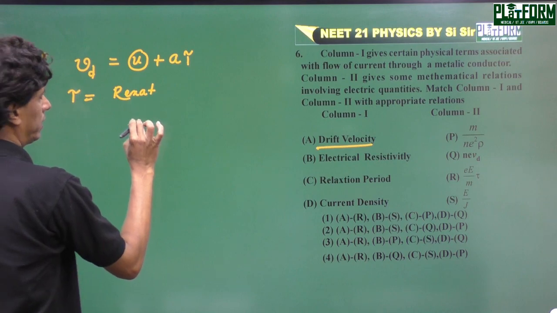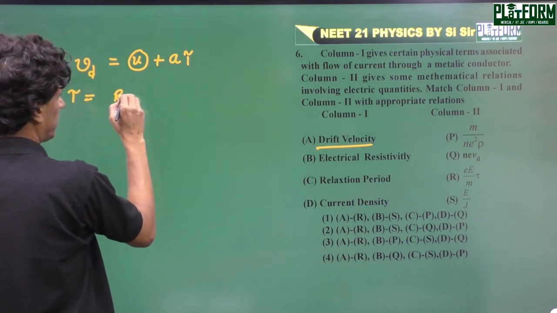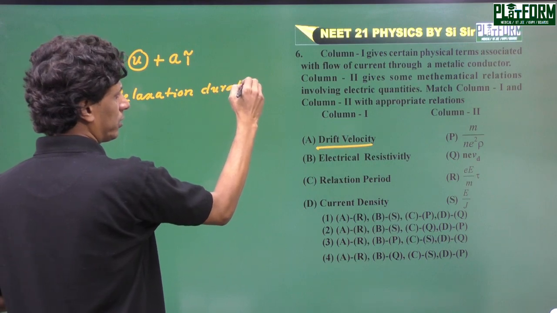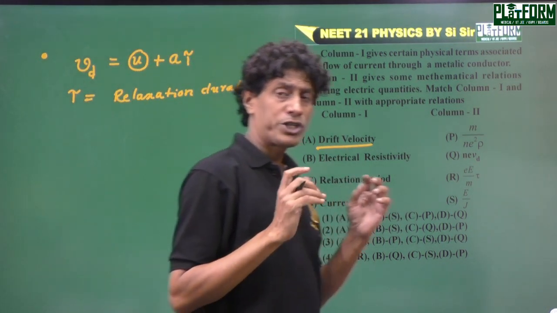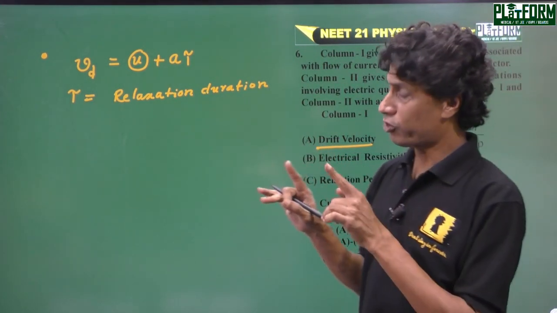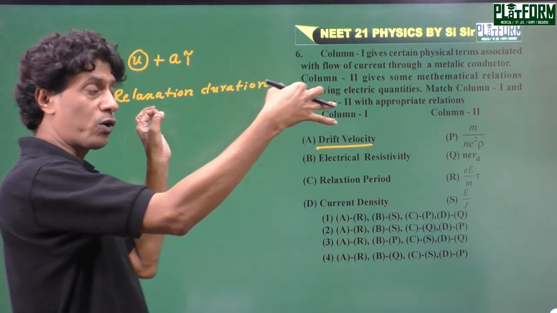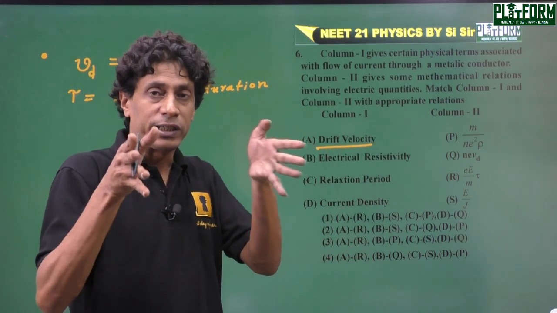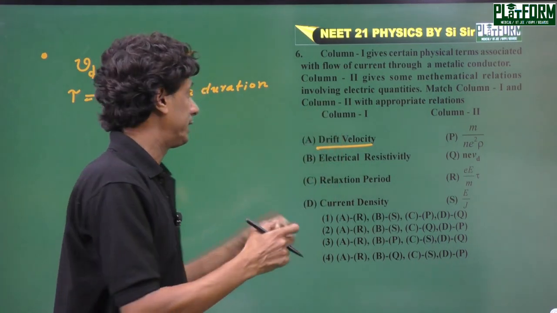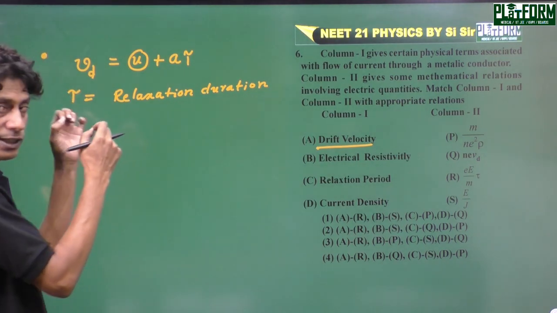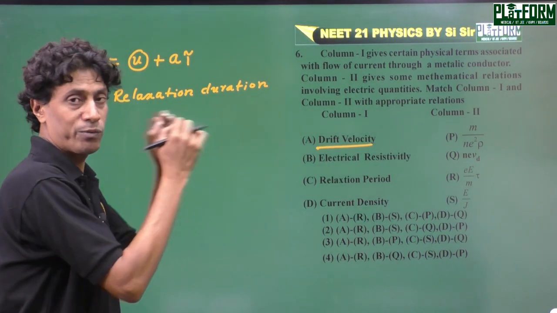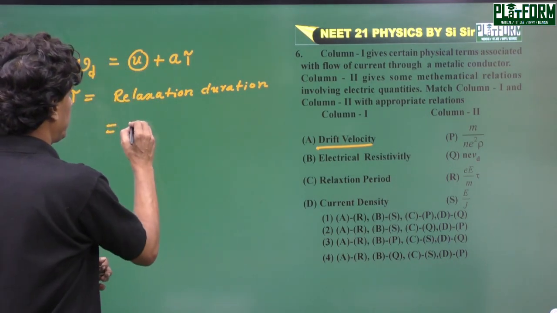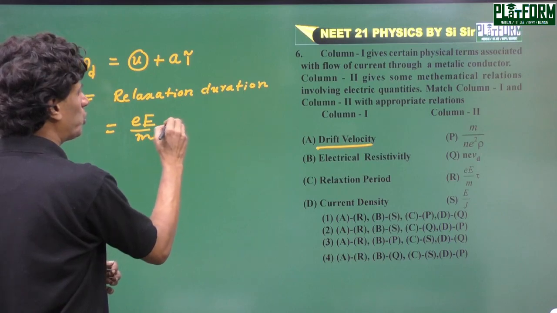Tau is the relaxation duration, that is the mean duration between successive collisions of the electrons. When an electric field is applied along a conductor, all the electrons move in the same direction and get involved in multiple collisions, and we get the mean time gap between collisions; this time is known as relaxation time. Therefore Vd, the drift velocity, is acceleration into relaxation time. And acceleration, because of the electric field applied across the conductor, is E by m, so Vd is E by m into tau.